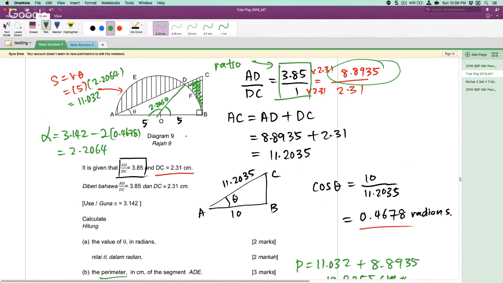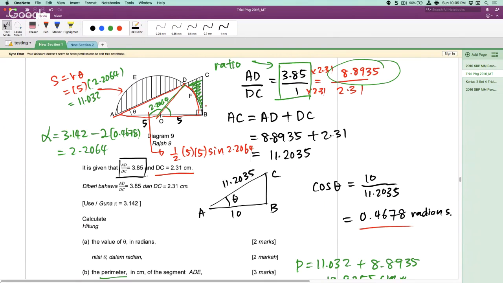So I can get this angle here because I'm going to use the whole triangle minus this small triangle and this small sector. This triangle is quite easy to find. I can actually solve it here. This triangle is just half times 5 times 5 times sine C, which is 2.2064. Then this sector is not too hard also.